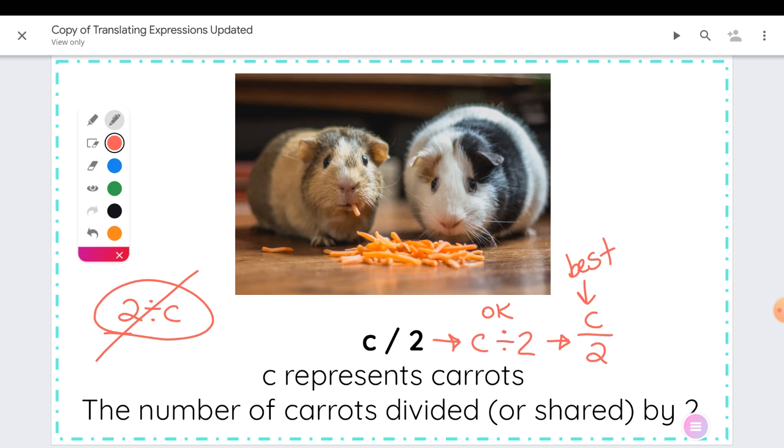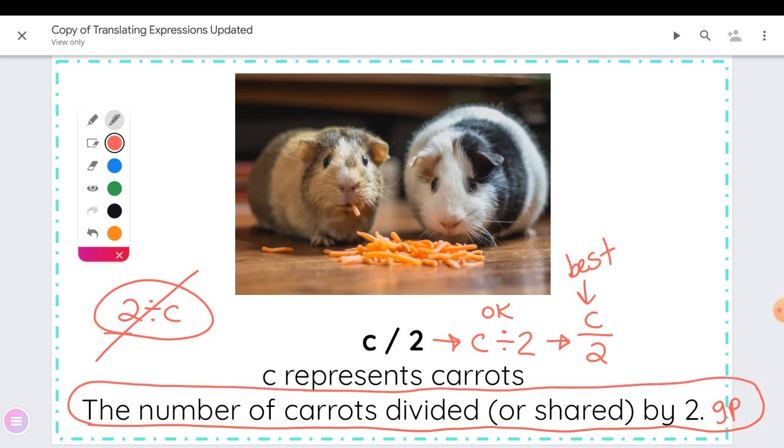And C is representing the number of carrots. And this one's actually not so bad. The number of carrots shared by 2 people, 2, whatever those are. Guinea pigs. Okay? So this phrase isn't actually too bad. Circle the number of carrots divided by 2. We'll put GP next to that. What does GP stand for? Guinea pigs. So that's actually a pretty good expression for C divided by 2. The number of carrots shared by 2 guinea pigs would be represented by C divided by 2. You have carrots, you're dividing them into 2 equal parts.